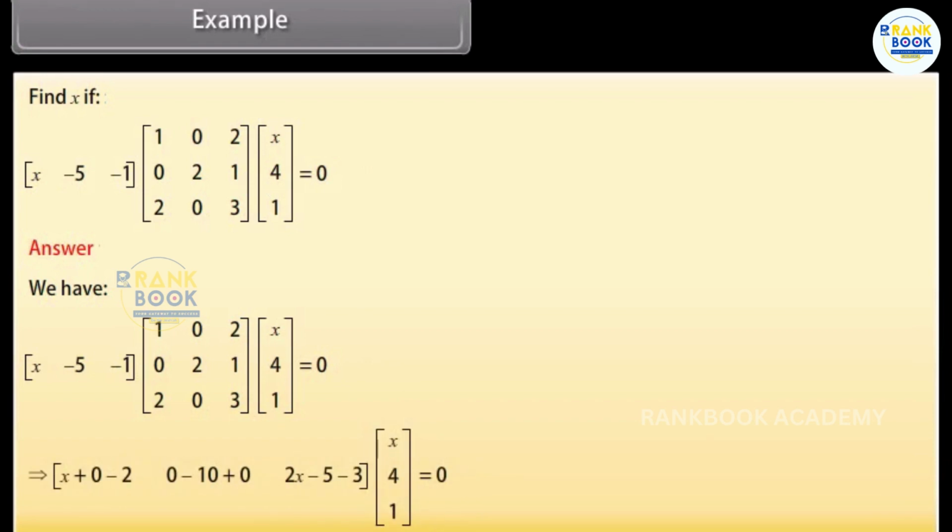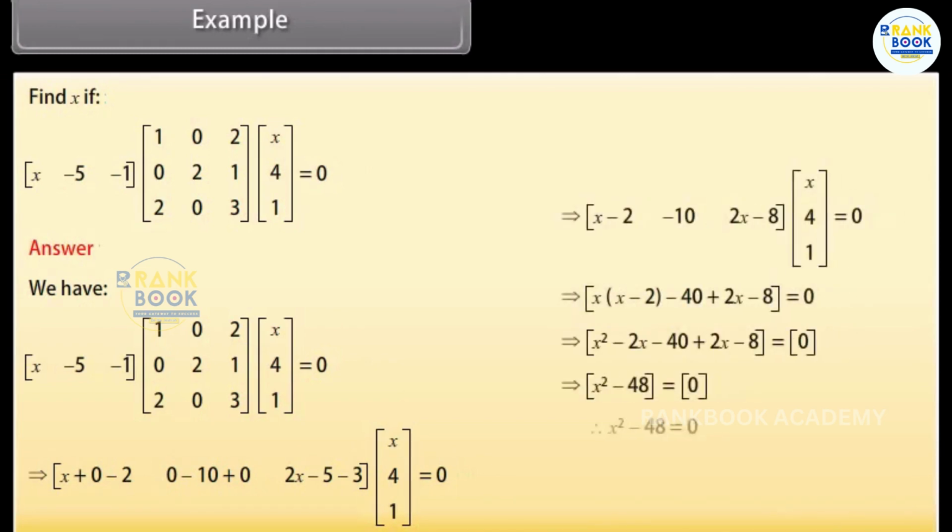It implies that the matrix [x + 0 - 2, 0 - 10 + 0, 2x - 5 - 3] multiplied by the matrix [x, 4, 1] is equal to 0. Solving this, we get x squared minus 48 is equal to 0. It implies x squared is equal to 48. It implies x is equal to plus or minus 4 square root 3.